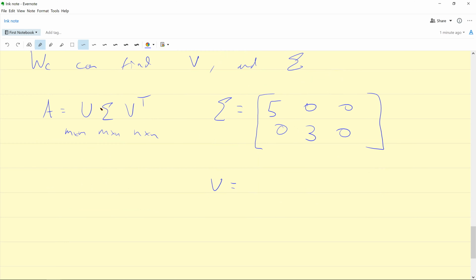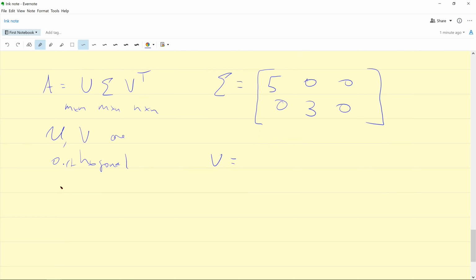So what are the properties of U and V in this decomposition? They're orthogonal matrices, which means their columns are orthonormal bases. Yeah. So we have our basis for R2. We need to check that it's orthonormal.